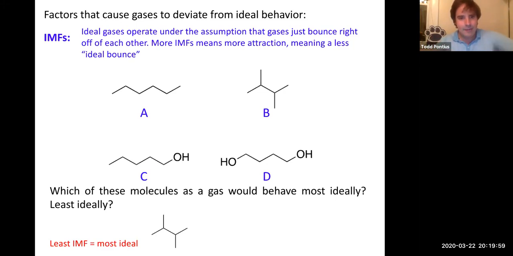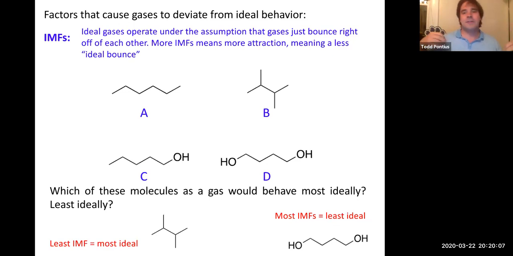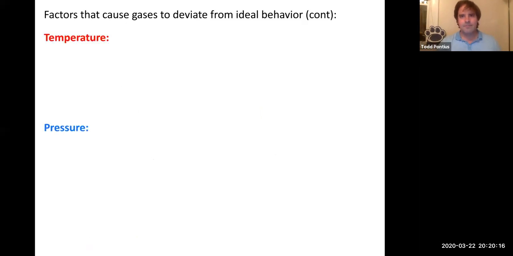So which would behave least ideally? The most amount of intermolecular forces is going to be the least ideal gas, which is going to be this molecule here. It's got dipole-dipole interactions available. It also has 2 sites available for hydrogen bonding. It has those 2 alcohol functional groups on both ends. The other things that contribute to gases behaving less ideally are temperature and pressure.